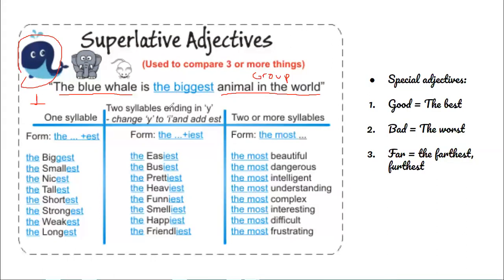So we do quite the same, right? It says, for one syllable adjective, we need to add the EST. So is this the biggest, the smallest? For example, the biggest country in South America? Question for you, the biggest country in South America? Brazil. Okay, very nice. The smallest country in South America? Guyana Francesa. Oh, wow, yes.